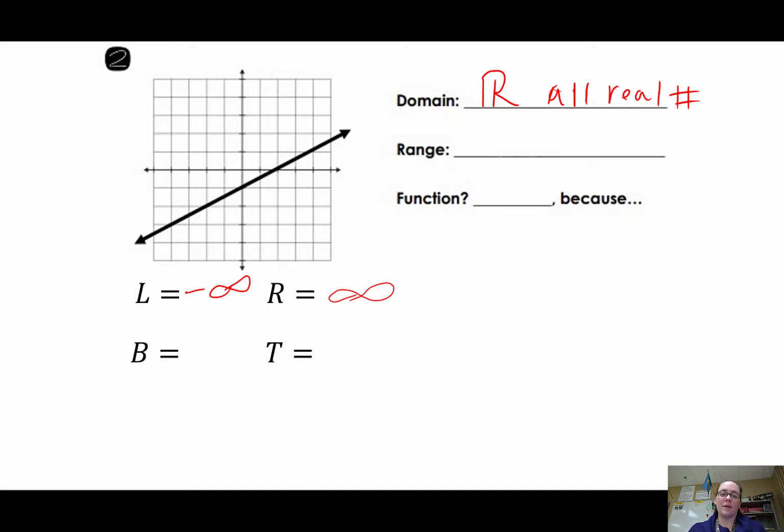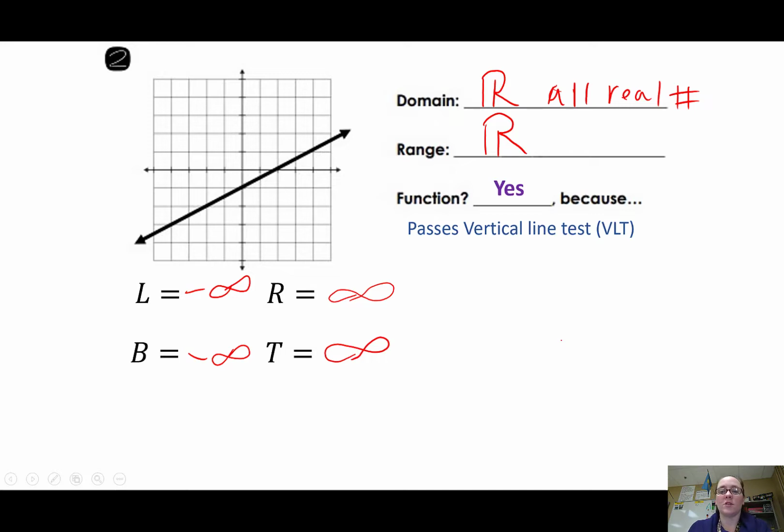Okay, so now let's look at the range. How far down am I going? Well, again, if I keep following this line forever, I'm going to keep going on down and down. I'm never going to stop. So again, I've got that -infinity. Now, how far up am I going? Again, following that line, I keep going forever and ever and ever. So again, I have all real numbers. Now, is this a function? If I draw a vertical line anywhere on there? Yes, this is a function, and it does pass the vertical line test.